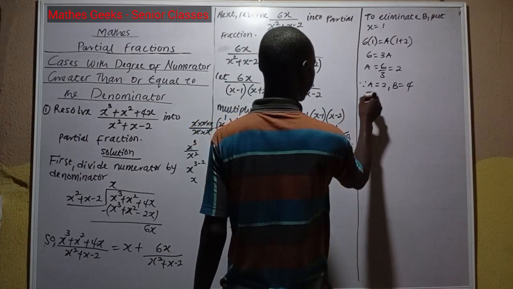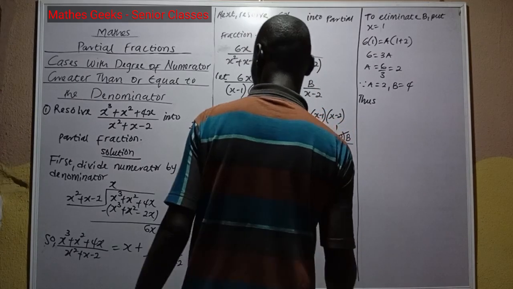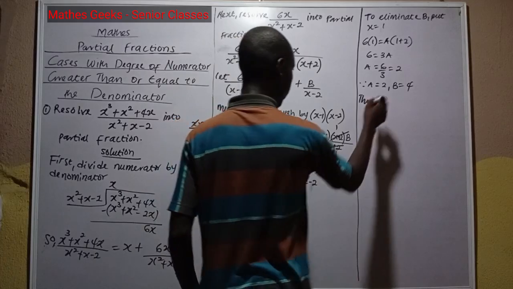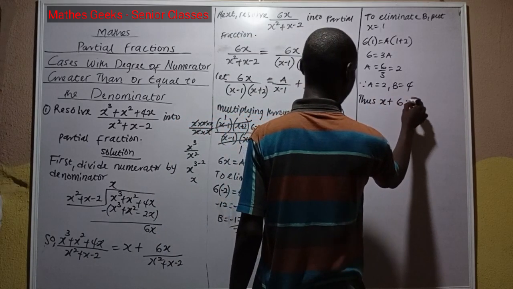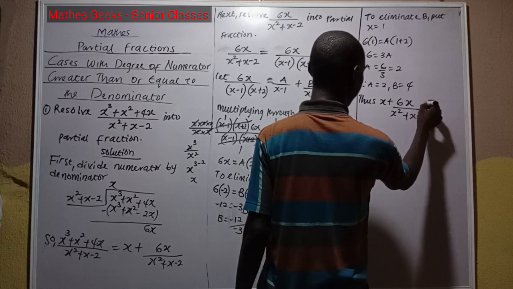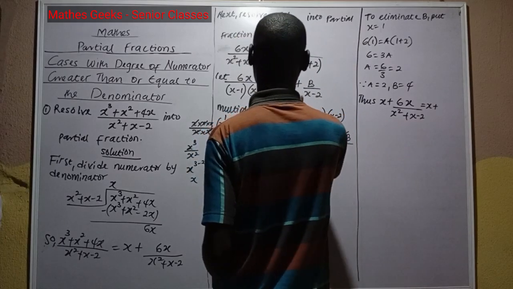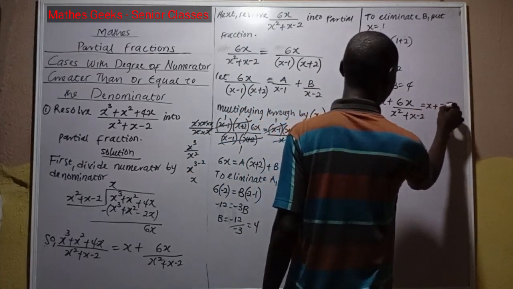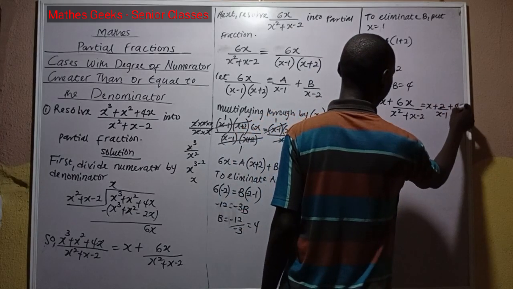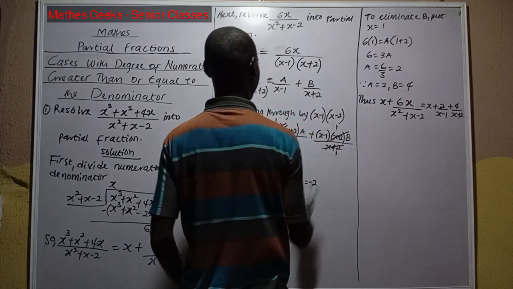Okay, hence thus our expression, so we're coming back to this part. Thus 6x over x squared plus x minus 6, we said let it be identical to A over x minus 1 plus B over x plus 2. Our A here is 2 over x minus 1 plus our B is 4, that's 4 over x plus 2.